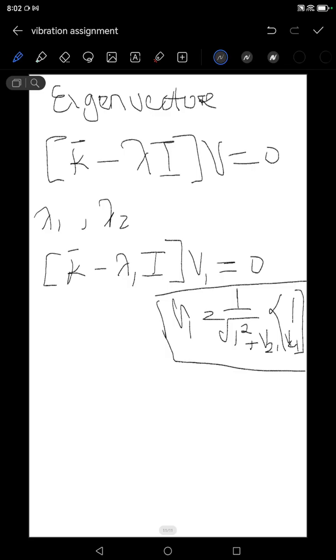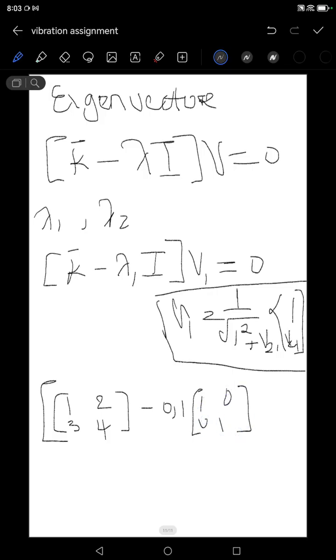So how are we going to get this V21? We're going to write our formula in a matrix form like this. We substitute our matrix form of the normalized stiffness, which was 1, 2, 3, 4, and then minus our value of lambda 1. Let's say our value of lambda 1, which we just estimated, is 0.1, multiplied by 1, 0, 0, 1. And then V1, we write it like this, 1 and V21, all equal to 0.